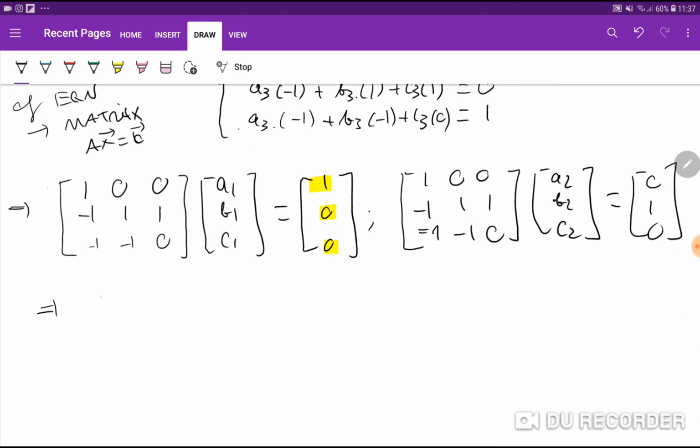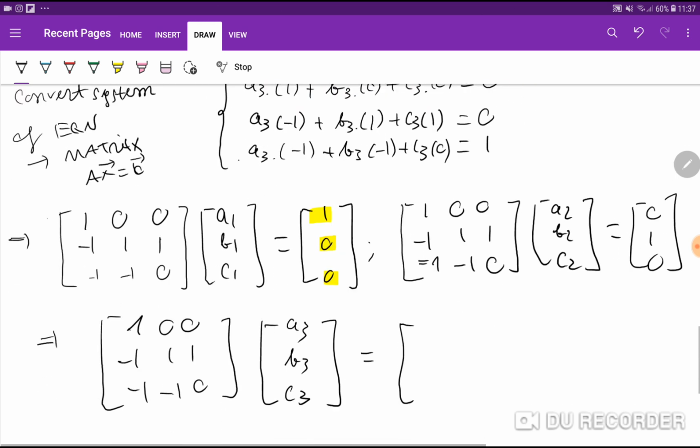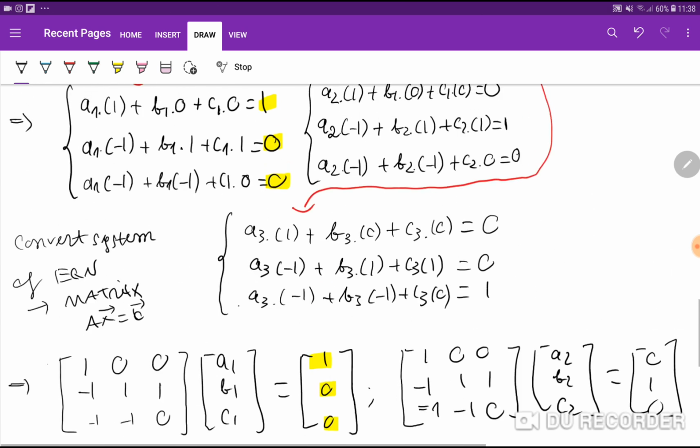Similarly, you also have 1 0 0, negative 1 1 1, negative 1 negative 1 0, times A3 B3 C3 equal to 0 0 1. Okay, after you write in this system, you can solve for A1 B1 C1, A2 B2 C2, A3 B3 C3, right? Just get the formula, right? Or you can solve it right here.